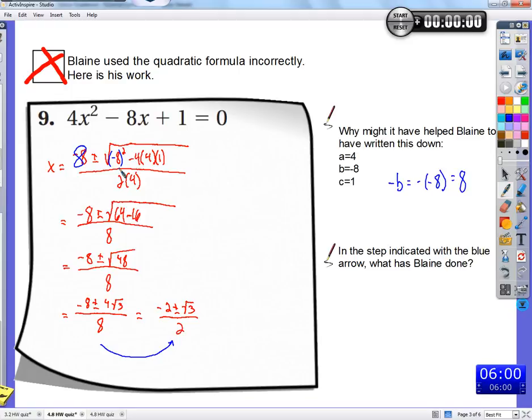You've got the blue arrow here, going from here to there. What has Blaine done to get from the beginning to the end of the arrow? You should write that down as well.